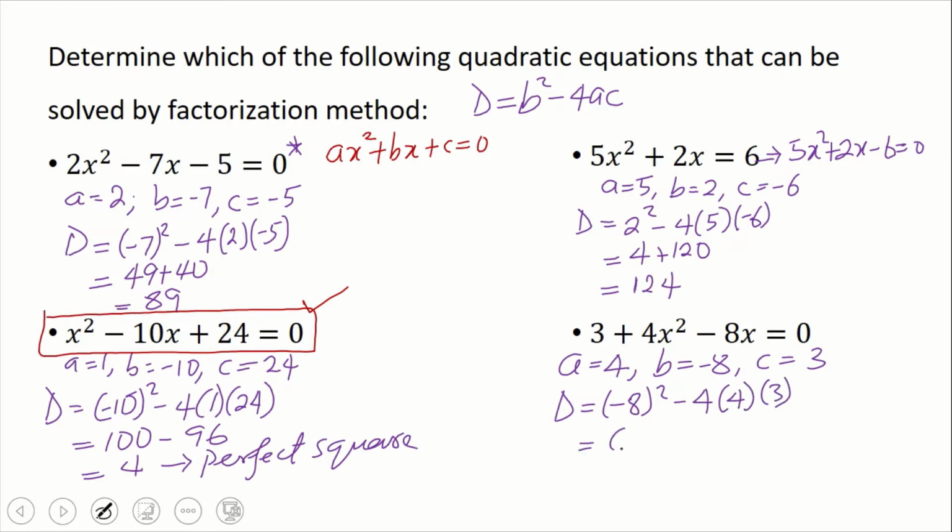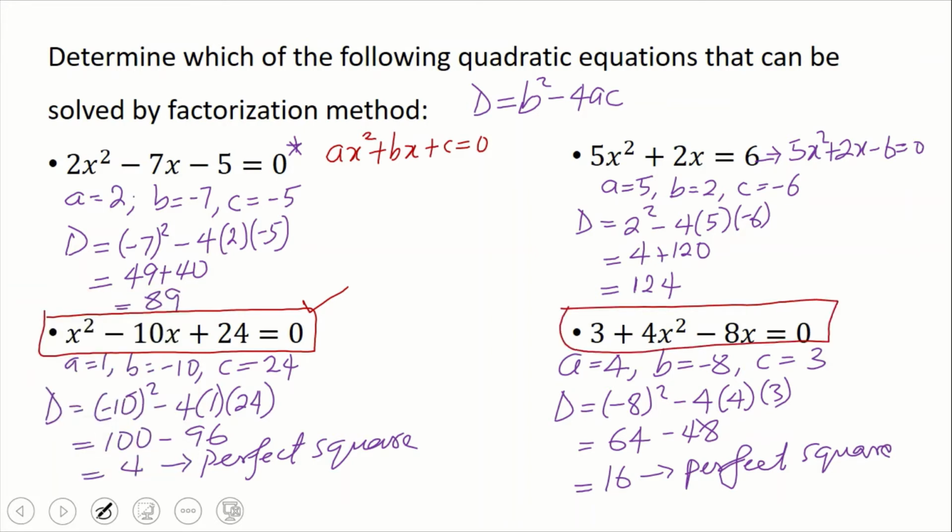Okay, minus 8 squared is 64. 4 times 4, that is 16. 16 times 3 is 48. 64 minus 48, and when you subtract 48 from 64, that will be equal to 16. And again, this is also a perfect square, which means that this equation can also be solved by factorization method.